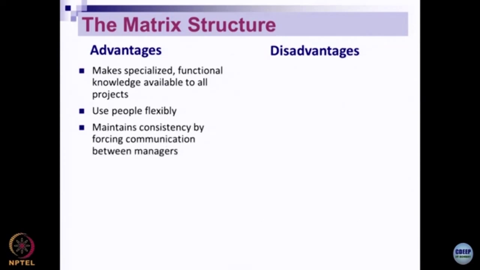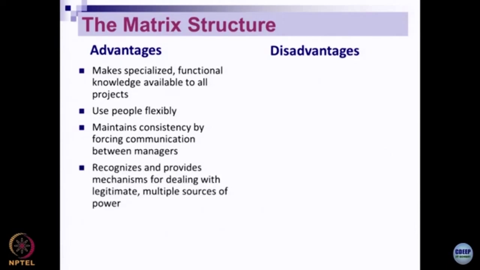It maintains the consistency by forcing communication between managers. They have to interact and communicate with multiple managers to report on the specific item related to their project and related to their organization. Matrix structure also recognizes and provides a mechanism for dealing with the legitimate multiple sources of power. Since people working in the matrix organization have to report to multiple bosses, multiple supervisors, they have to deal with the different people with varying kinds of authority in a specific way. It can adapt to environmental changes.